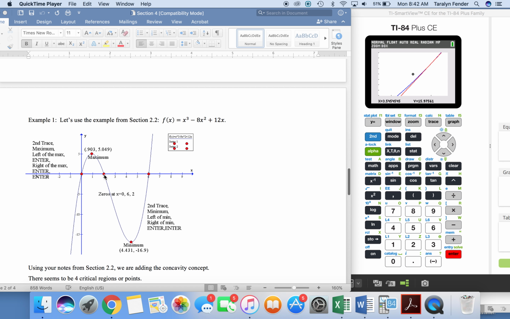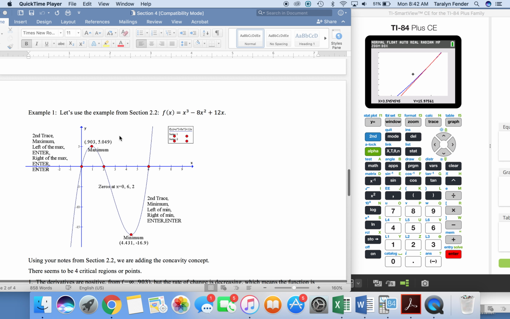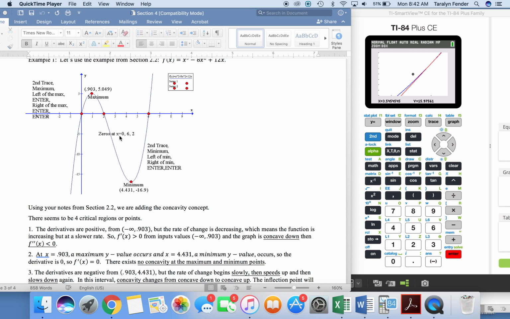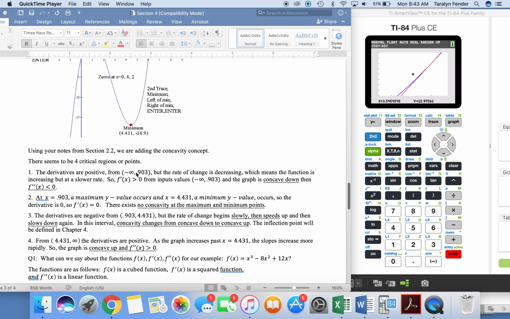So we're going to look at our same example that we had before, and then here you're going to be able to determine where it's concave up or concave down. So if I'm traveling from here to point 903, the graph is concave down. It's also concave down here, and then it becomes concave up. At some point in time, between this point and this point, concavity changes. So we're concave down, and then we go to concave up. There's no concavity at maximum or minimum points.